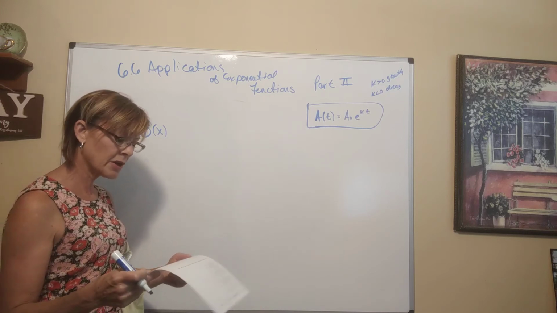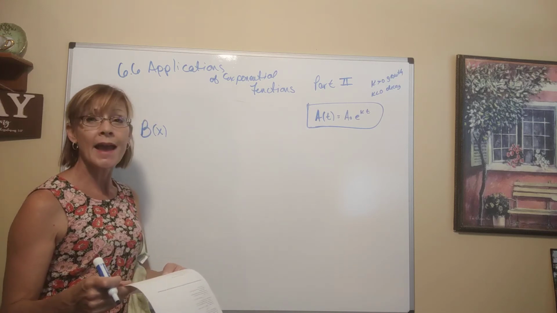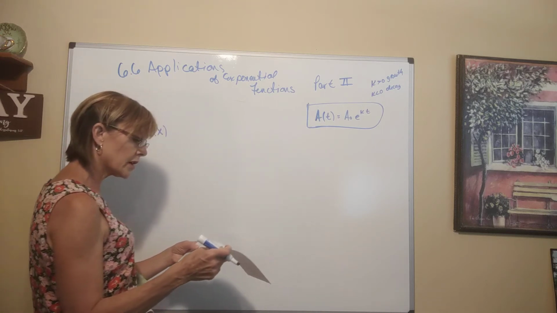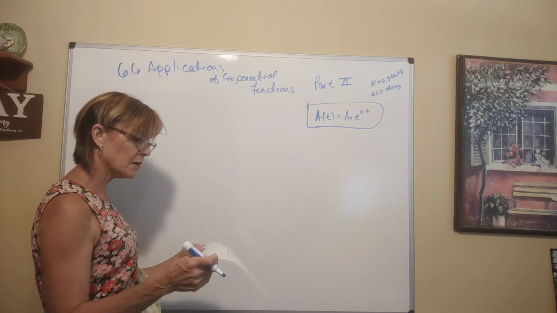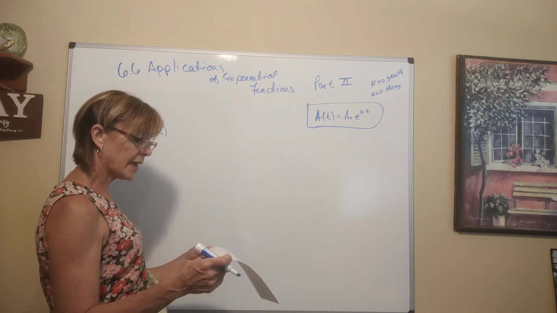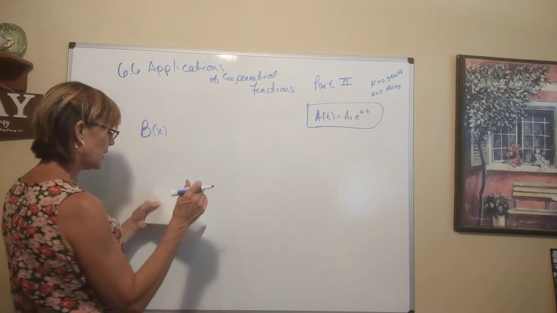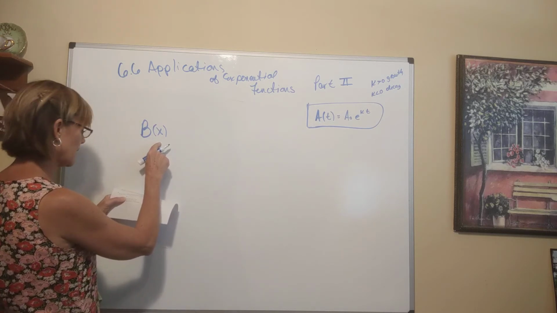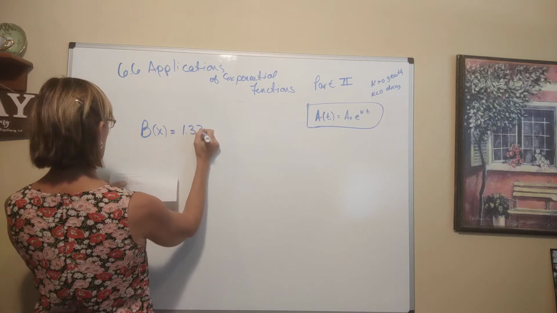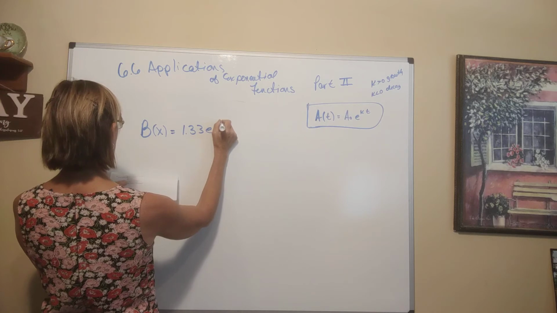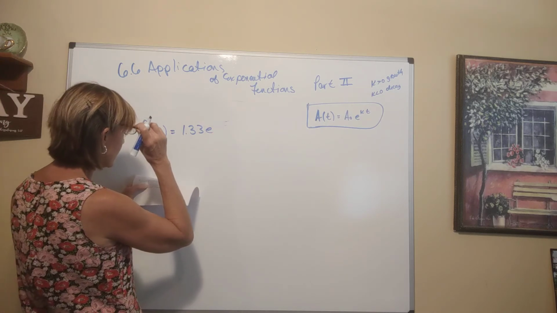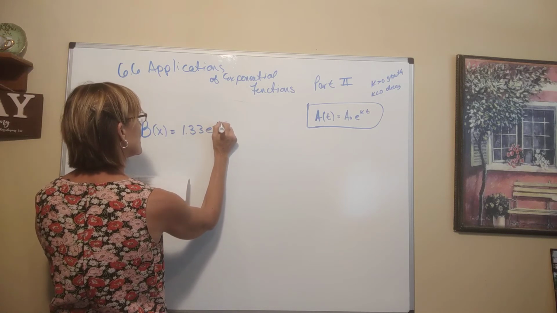And so let's just take note of the amount of time. It's in hours, not years. So this is growing quickly. The concentration of bacteria B in millions per milliliter after x hours is given by this. B of x, the concentration after x hours, is equal to 1.33 e to the 0.15 times x.